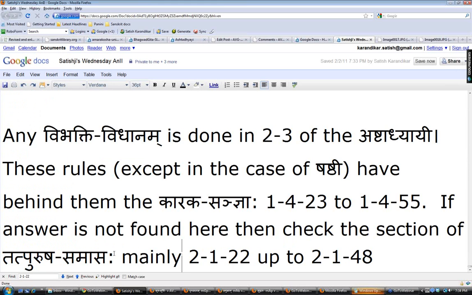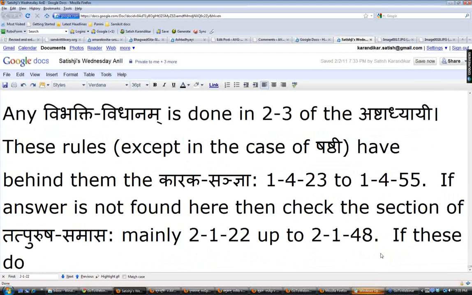The last thing, if none of this works, if these don't work, then you have to look for some jnapaka somewhere else.